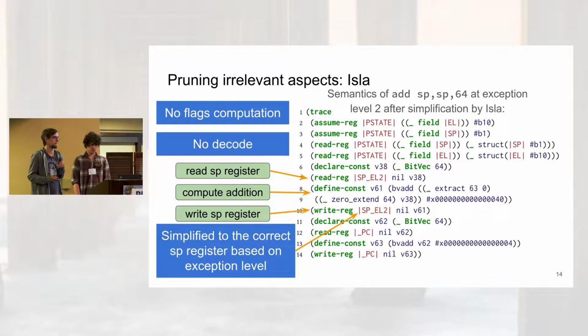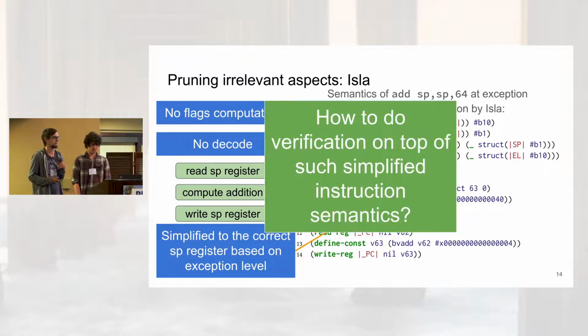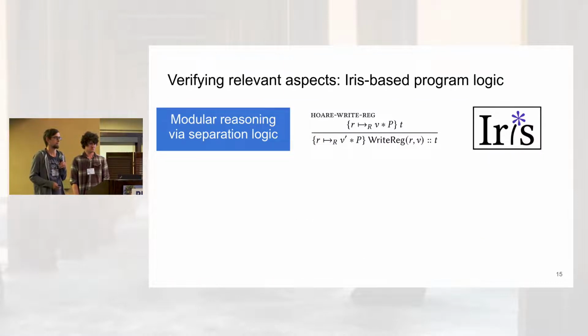So this is already very nice to have the simplified description of the model at hand, but how can we now take this and build a verification of a larger program out of this? And this is where the Iris-based program logic comes in. And I want to highlight 2 aspects of this program logic. First, it gives us nice modular reasoning principles thanks to being a separation logic.